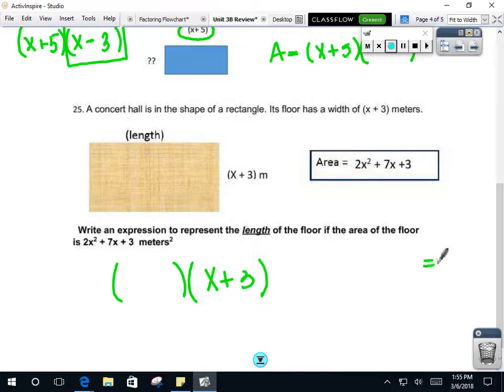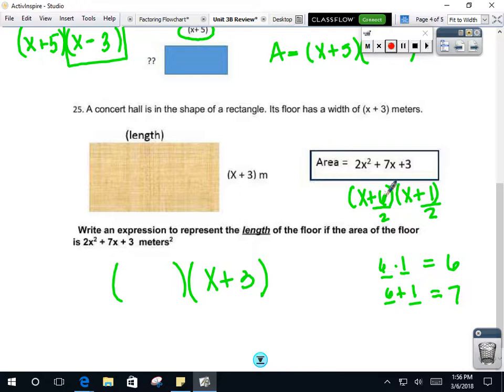Okay, and that gives you 6. And then you're adding to get 7. So two numbers that multiply to get 6 and add to get 7 are 6 and 1. Okay, so that would become x plus 6, x plus 1. But with this method, what do we have to do next? Divide by the A value, which is 2. And won't this one become an x plus 3, which we already have? And what will happen to this one? The 2 will go to the front, and so that's the missing length.